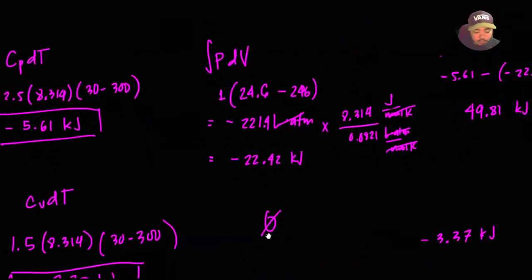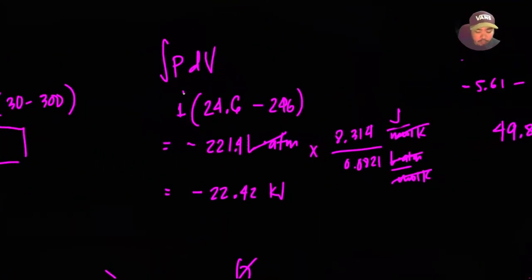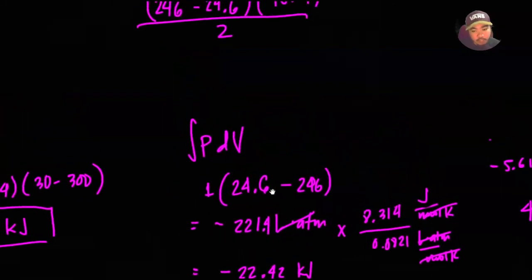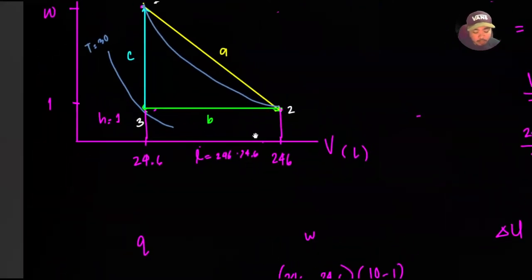And notice dito, that's exactly what we did, no? 1, the height times the base. Tama? So you can actually do a graphical approach as well, no? Pagka when you're computing for this. Pero syempre, kung naka-curve na siya, if you have an isothermal, parang mahirap makuha tong area na to.